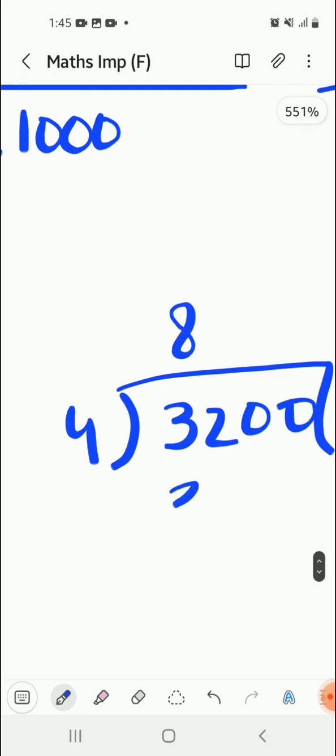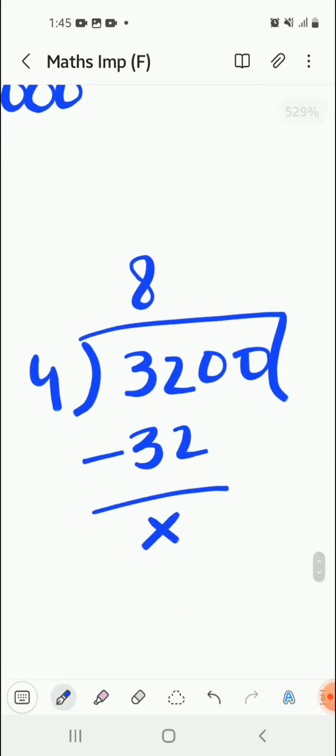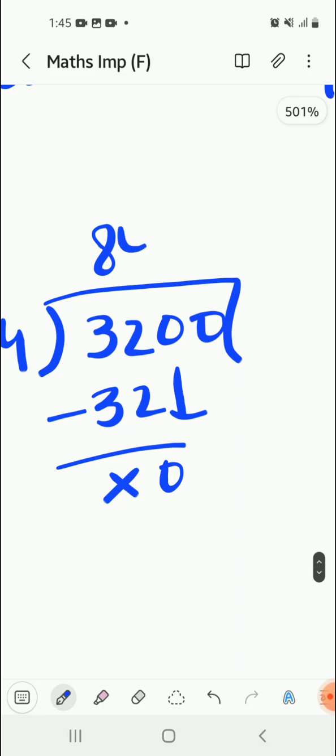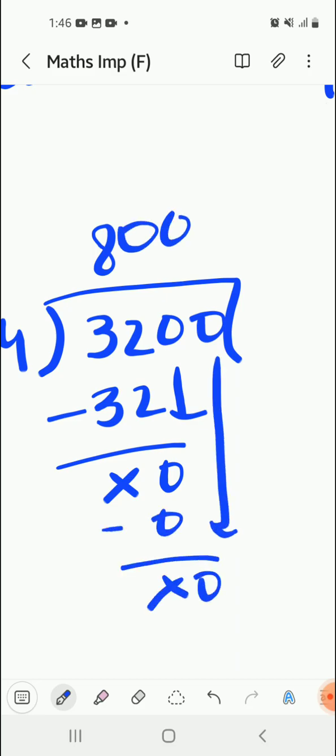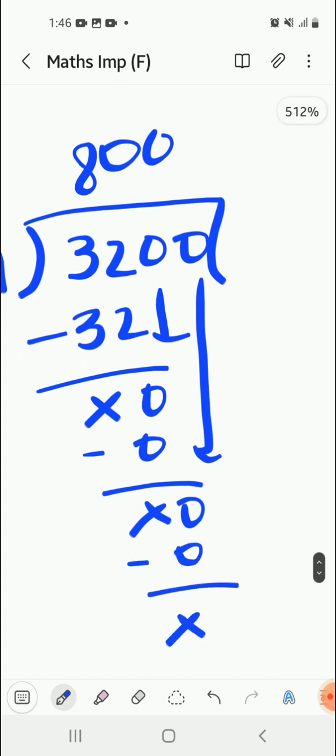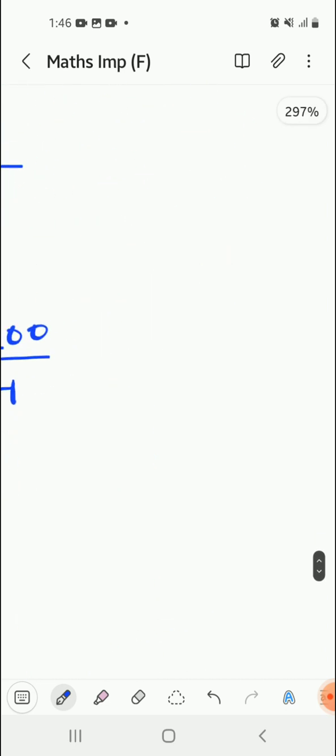Simple. 8 4s are 32. Then there are zeros. So 0, 4 zeros are 0. Again 0. Again 4 zeros are 0. So my answer becomes 800. See? So my answer becomes 800.